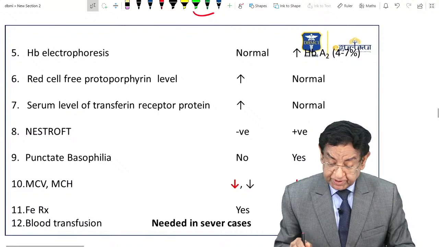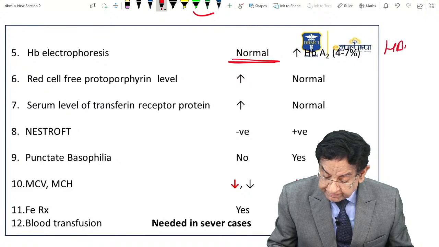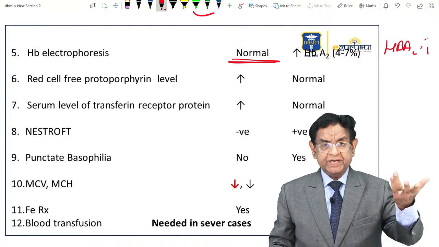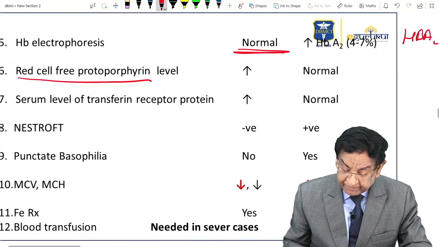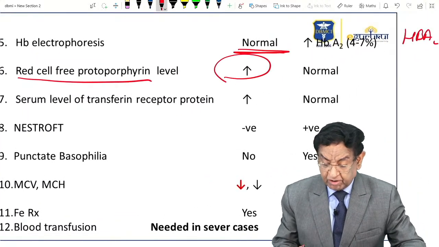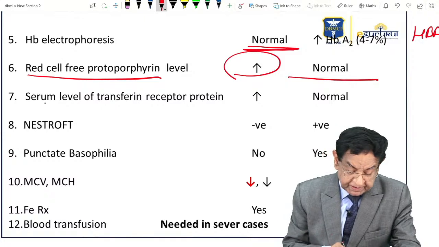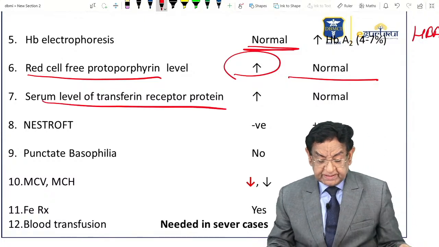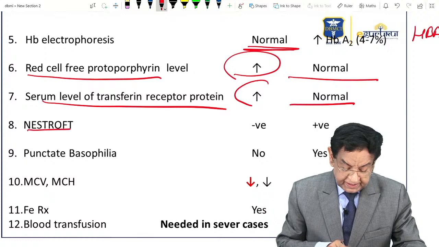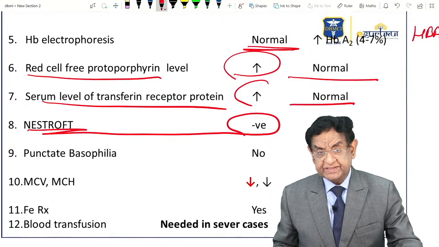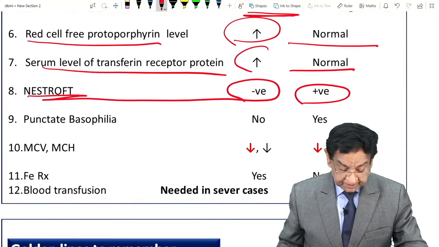Hemoglobin electrophoresis will be normal in iron deficiency anemia, and the HbA2 level will be increased in beta thalassemia trait, the point we have discussed so many times. RBC free protoporphyrin level will be increased in iron deficiency; it will be normal in beta thalassemia trait. Similarly, serum transferrin receptor protein is increased in iron deficiency and normal in trait. The Nesterov test is negative in iron deficiency anemia and positive in thalassemia. It's a screening test for thalassemia.